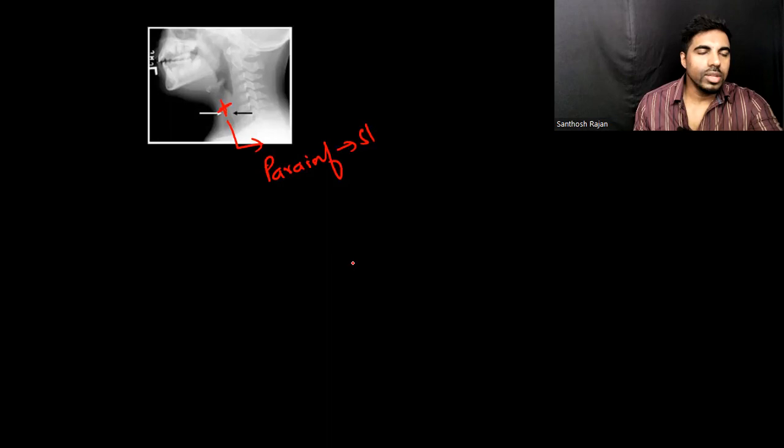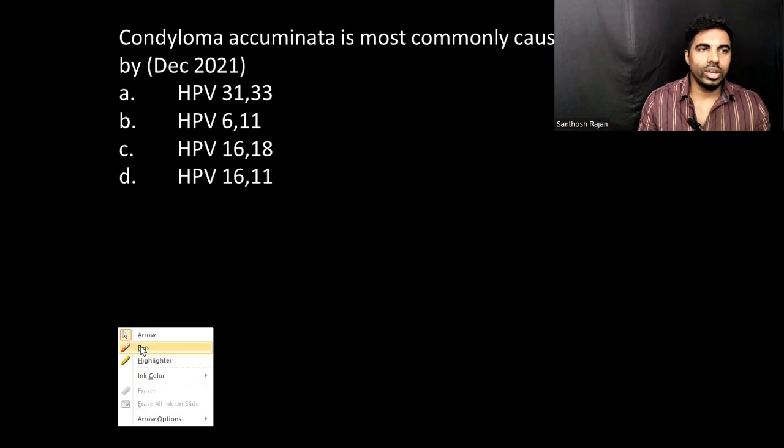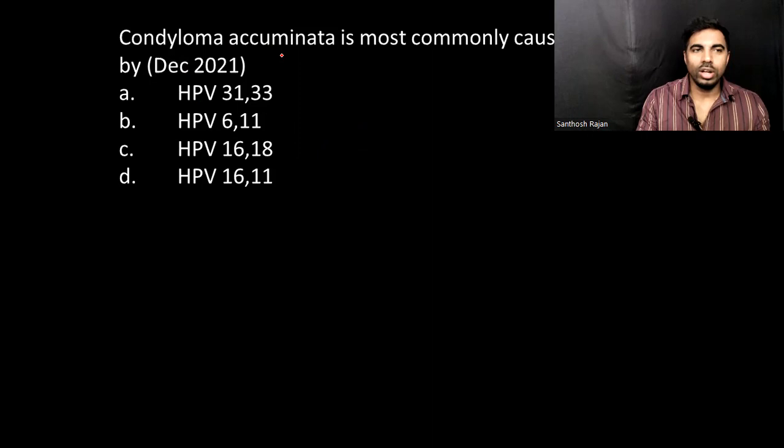Next one. Now, condyloma acuminata is most commonly caused by. You should know this, condyloma acuminata, you must be knowing which one. Condyloma acuminata is basically a genital wart. It's common as a genital wart. It's like a wart. So it's caused by which one? 6 and 11 is the right answer.